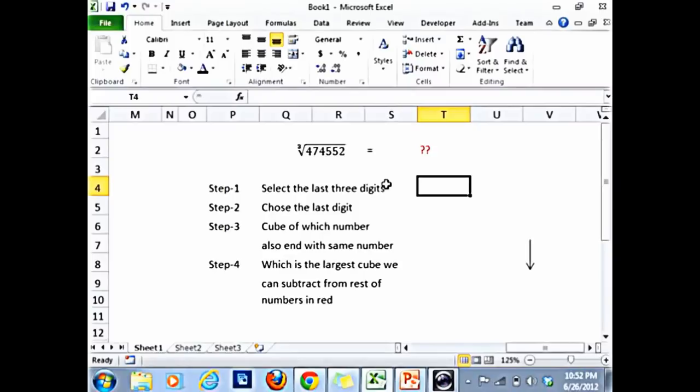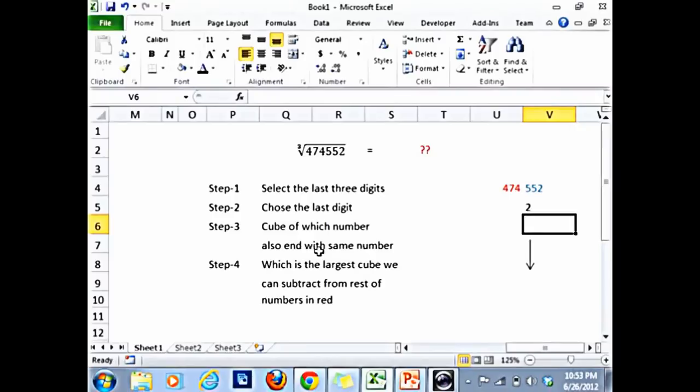Now I have 4 basic steps to get the cube root of a large number. First, I need to select the last 3 digits of the number for which I want the cube root. Here I have 6 digits, so I will write 474 in red and 552 in blue. Now I will choose the last digit of the number. The last digit is 2.